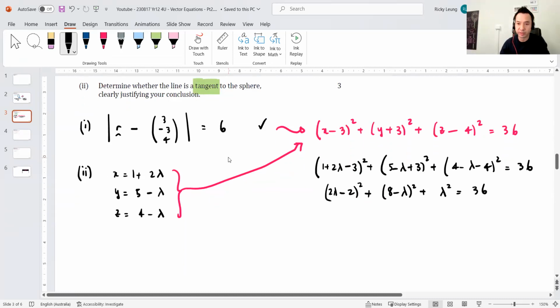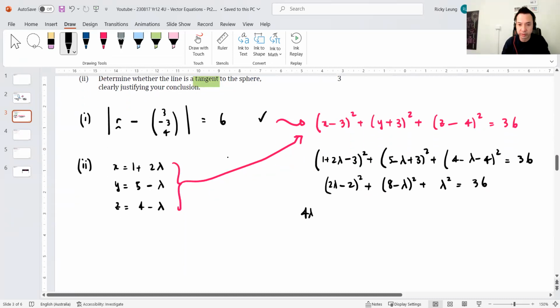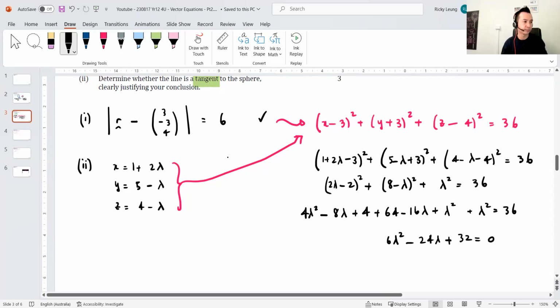Yeah, let's expand everything. So you get 4 lambda squared minus 8 lambda plus 4, 64 minus 16 lambda plus lambda squared, plus lambda squared. So 6 lambda squared. Group your lambdas. Minus, is it 24 lambda? 64, that's 68. Minus that, is that 32, is it? Plus 32 equals 0. Quick, no, 36. Bad maths. Is it? Let's see. 68.